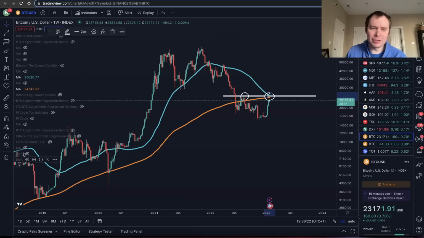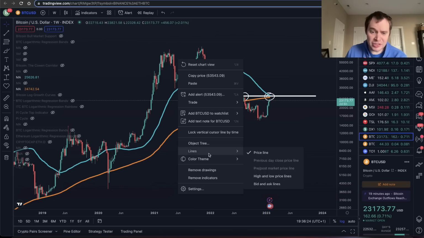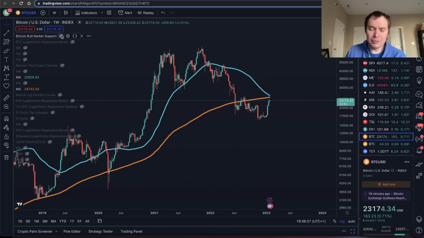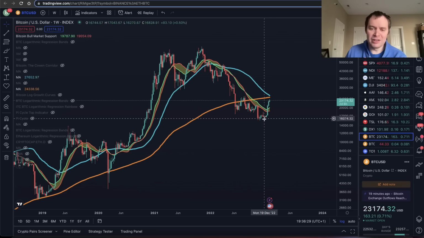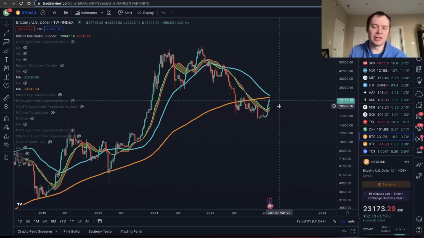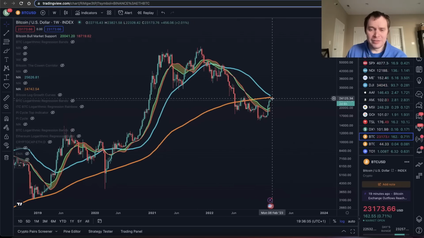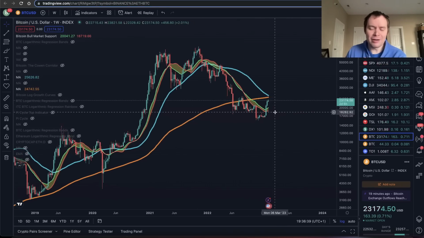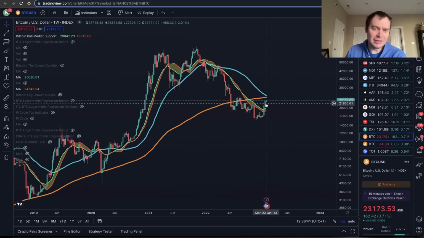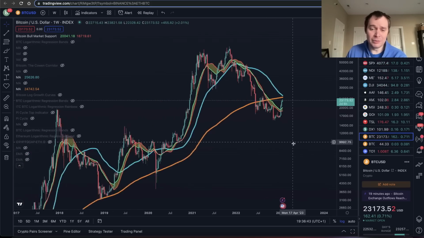Now, if we get rejected from it, which is always a possibility, right? If we get rejected, then you still have the bull market support band that's going to slowly start climbing back up, as long as price action stays above it. So that would be your support area, I think, if there's a large pullback off of at least the first attempt at breaking through the 50-week moving average.